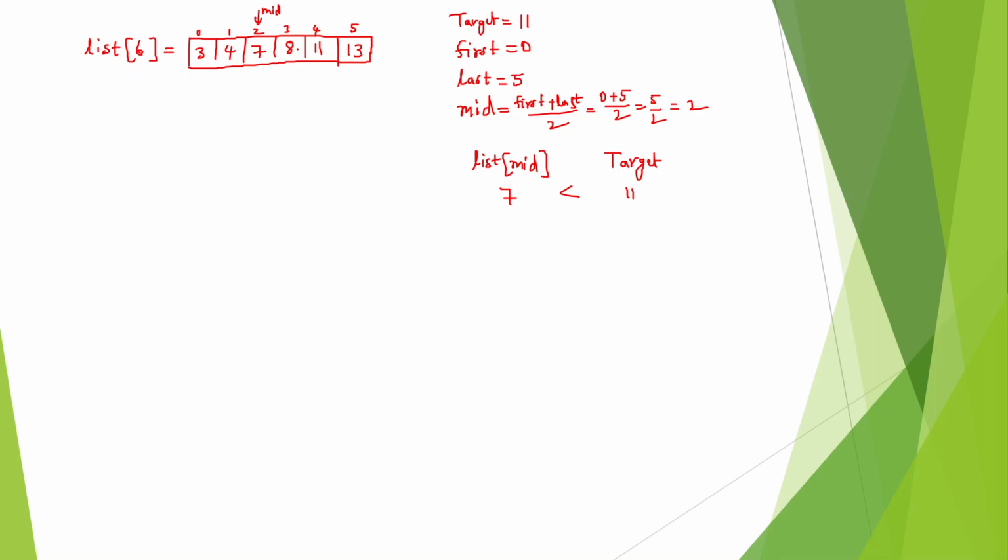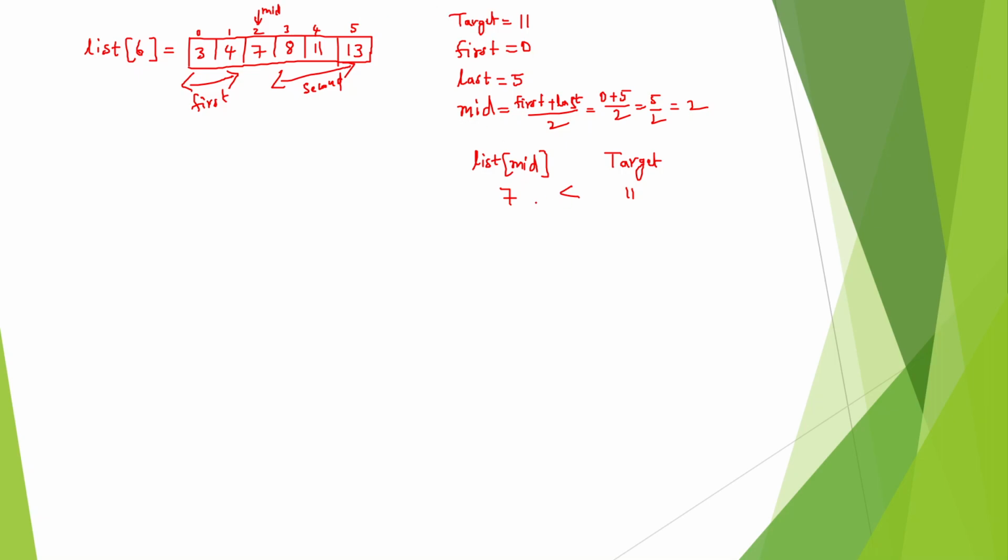As our target is greater than the list of mid, we need to focus on the second half only now. The first half is completely removed from our consideration. We don't need to check this particular portion. Now we need to check only this second half, only up to here. This is the second half and this is the first half. This particular list will become the new list for our further operation.